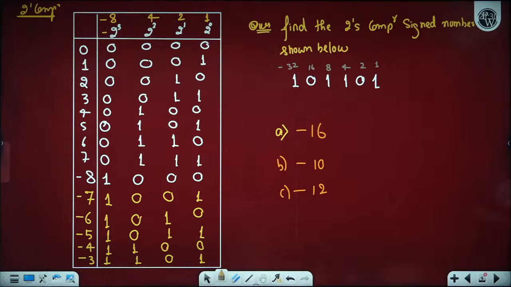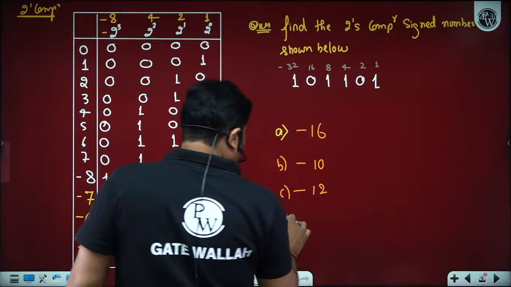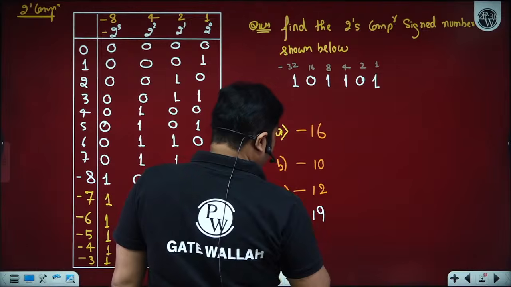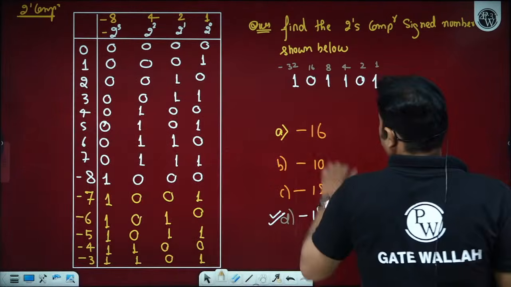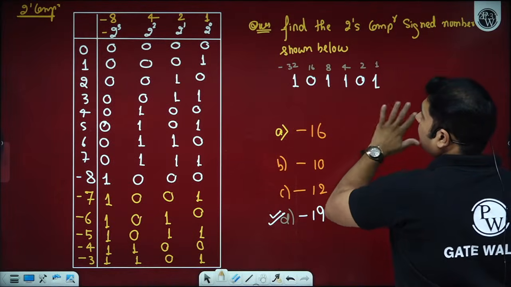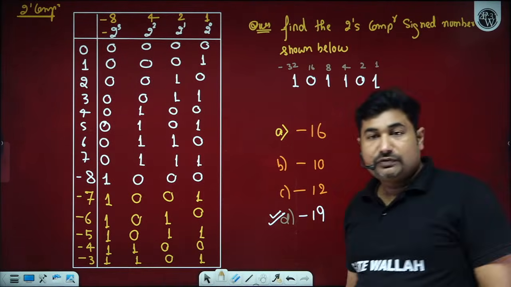How many of you able to answer now? So this will be your minus of 19. How many of you able to understand, beta ji? Please let me know by writing in the comment section. See, minus 32 plus 13. Okay. Minus 32 plus 13. How many of you able to understand?